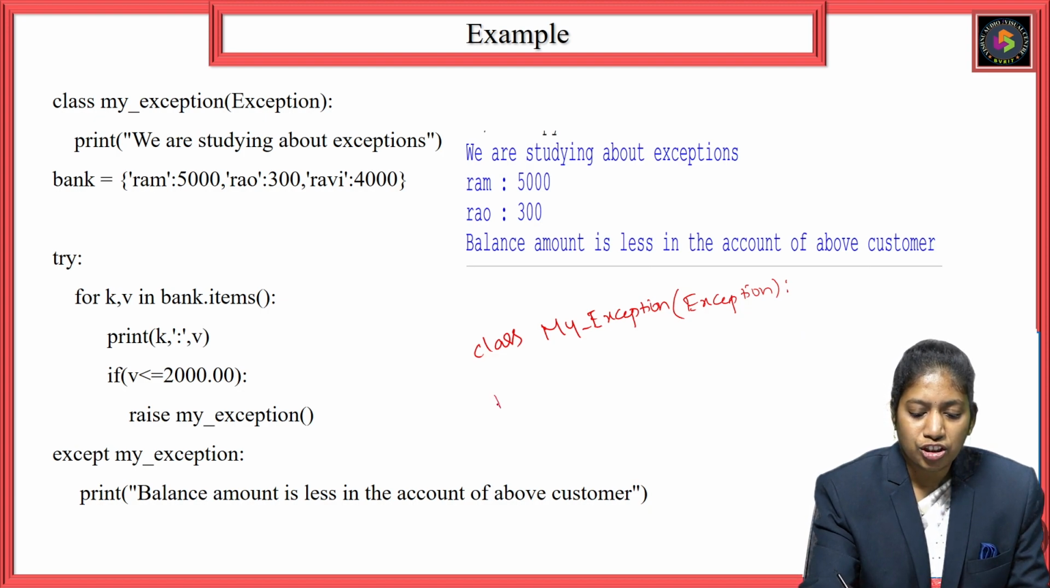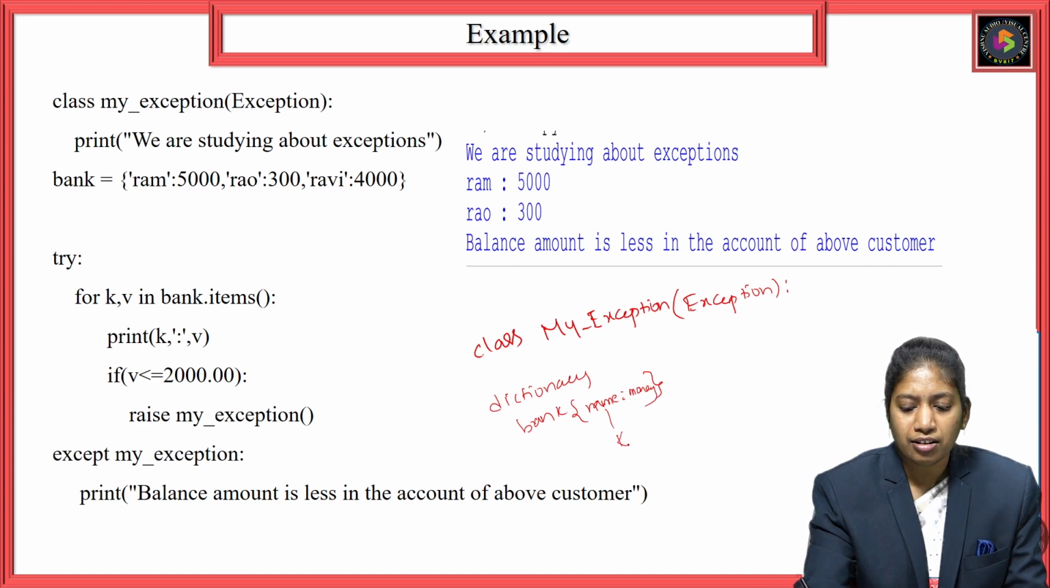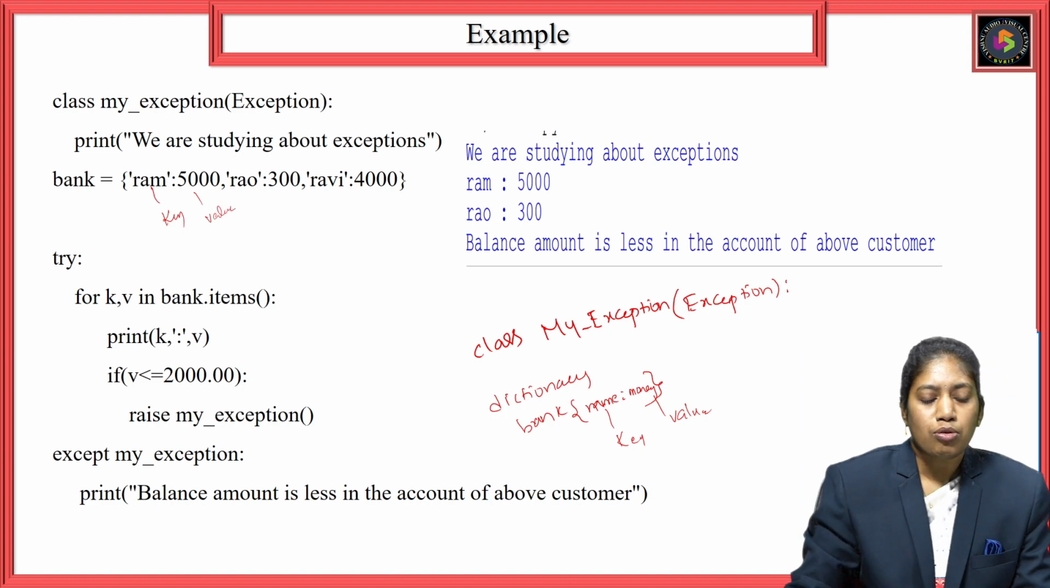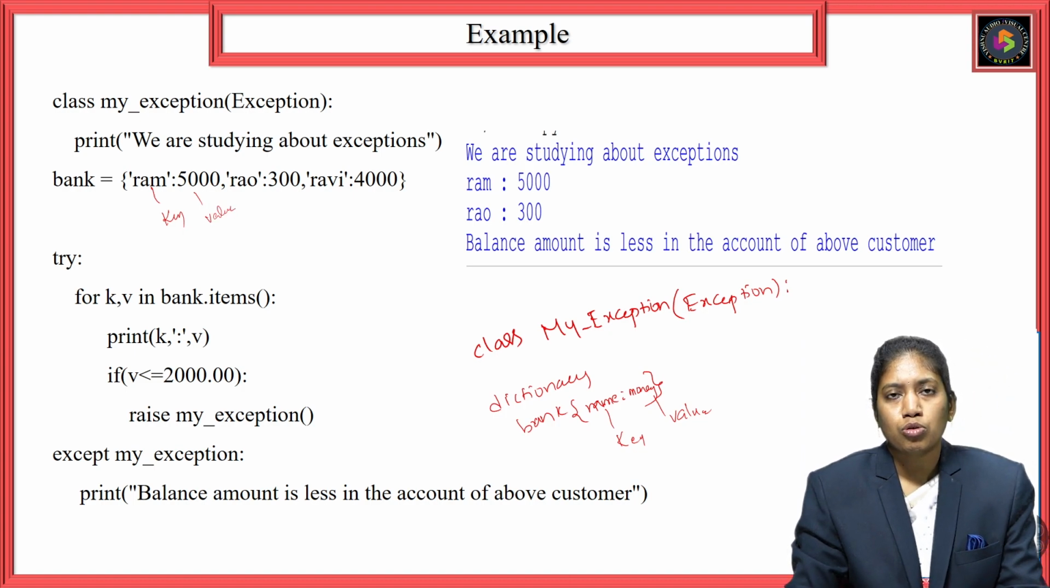So I have taken a dictionary. That is a bank. Bank is holding name and money. So name is the key here, money is the value here. See here, Ram is the key and 5,000 money is the value. So here I am writing exception. Whose account is having less than 2,000, it has to raise an exception.